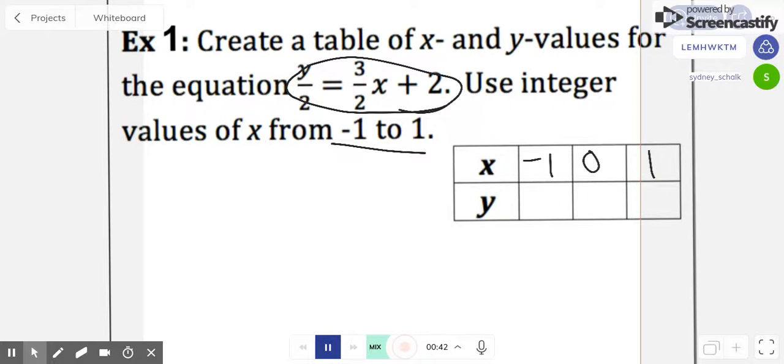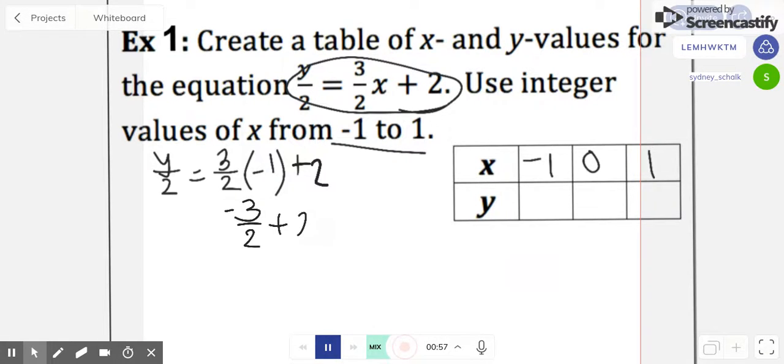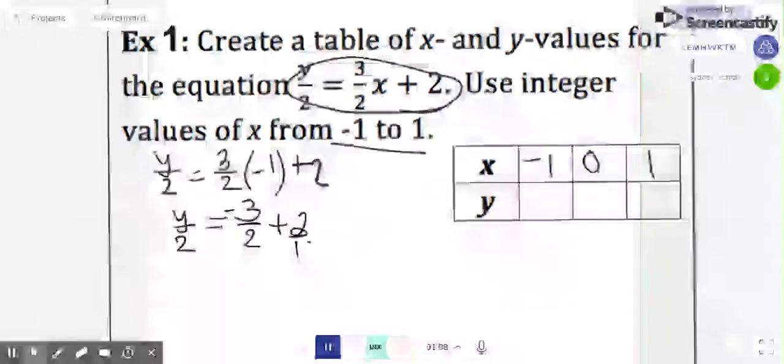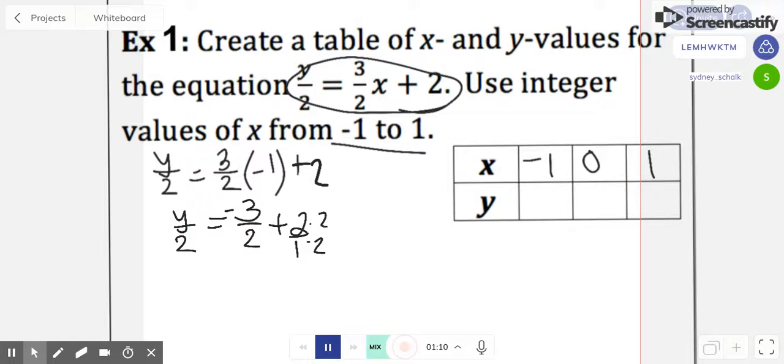So for the first one, -1, we have y over 2 equals 3 over 2 times -1 plus 2. And we know that 3 halves times -1 gives us -3 halves plus 2 on our right. And on our left, we still have that y over 2. Well, we need to get common denominators between the 3 halves and the 2 before we can add them together. So we need to multiply the denominator by 2 to get y over 2 equals -3 halves plus 4 over 2.